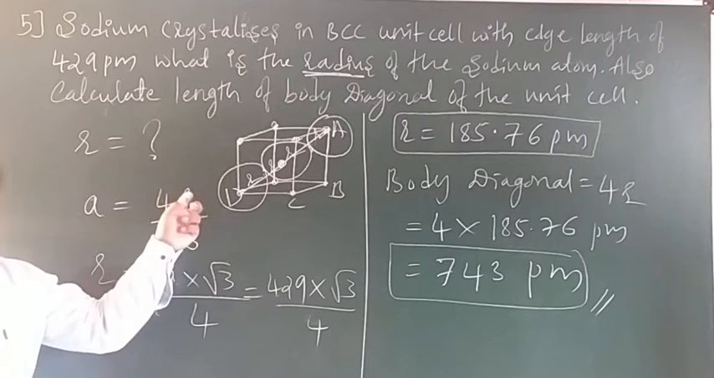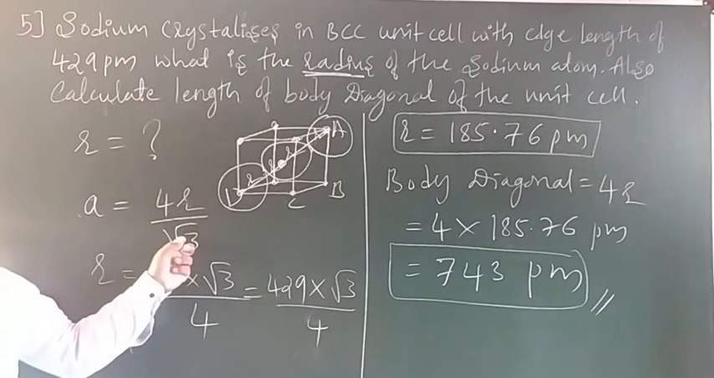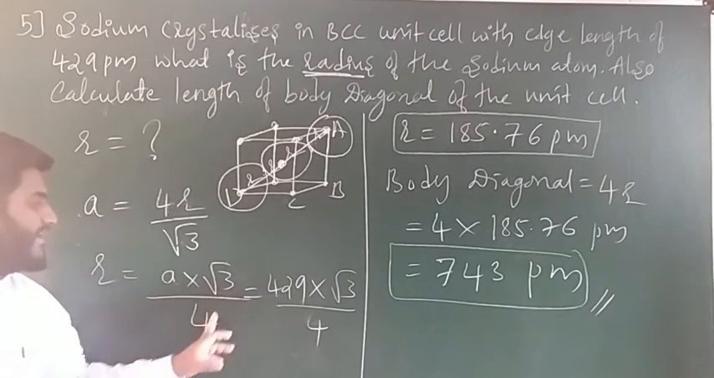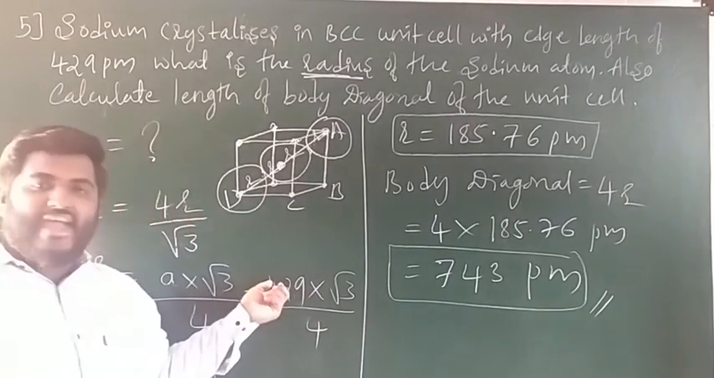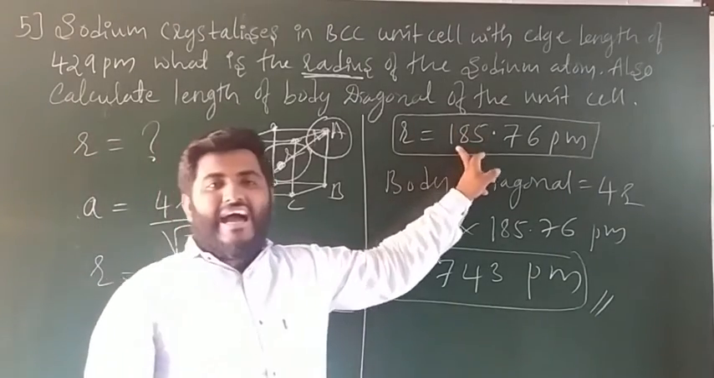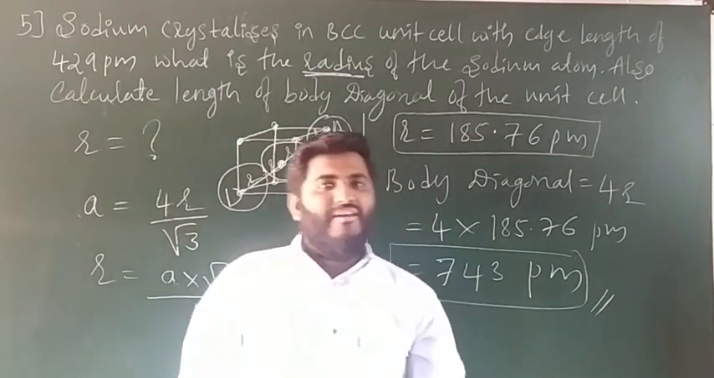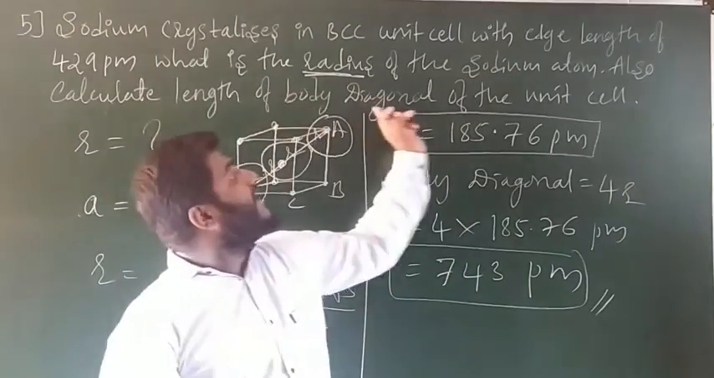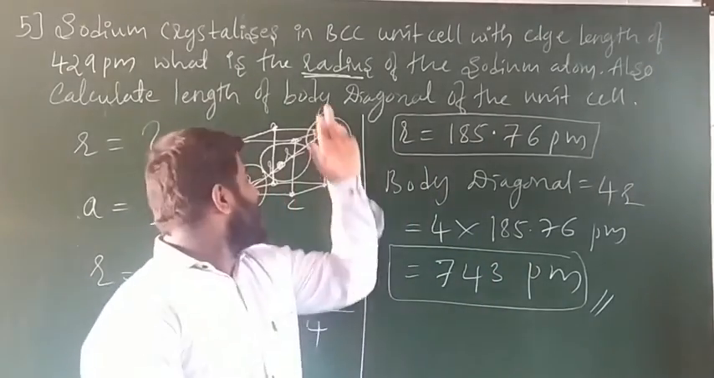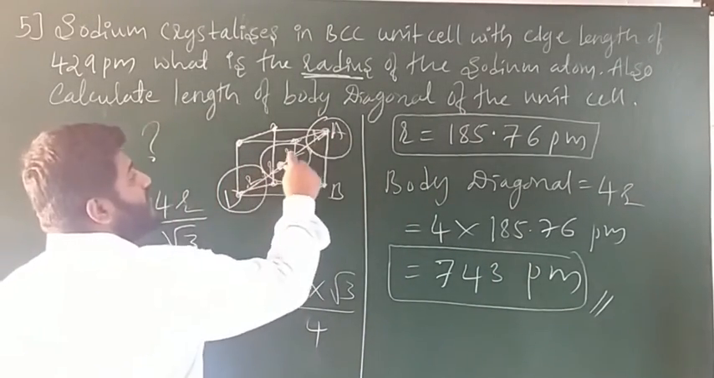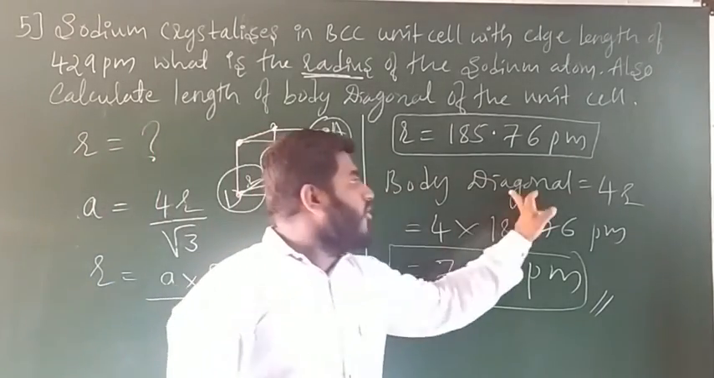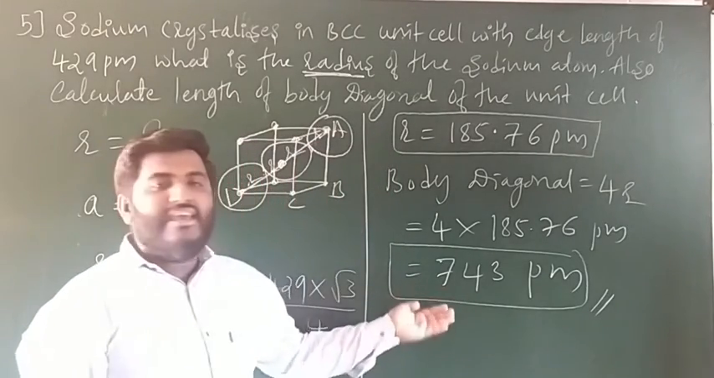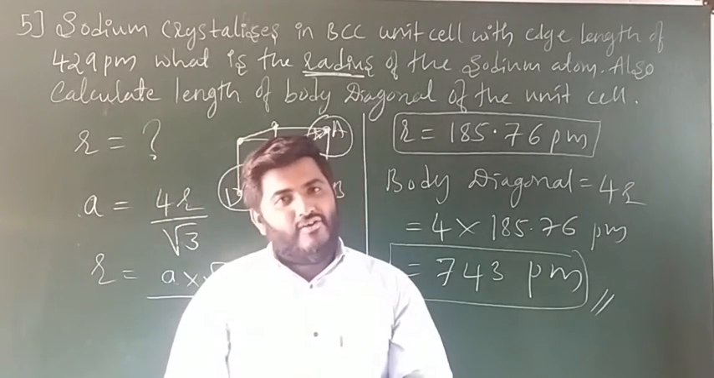So we want R here. Take root 3 to this side: A into root 3. 4 is multiplicative; when it comes to this side, it becomes the denominator. So R is A into root 3 divided by 4. Put in the values of A and everything, and by calculating that, R is equal to 185.7 picometer. Since we got R, the body diagonal is also needed. For BCC, 1, 2, 3, 4, four R's are there. Therefore, body diagonal is equal to 4R, 4 into 185.76, totally 743 picometer.